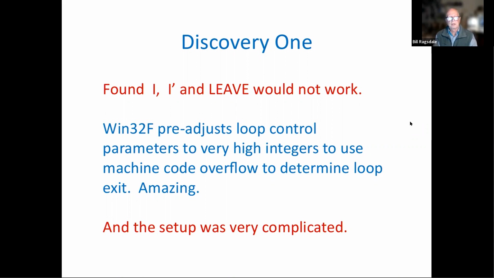Digging into the machine code, I found out that Win32Forth pre-adjusts a loop control in a very innovative way. It offsets the loop values to very high integer values, such that on the loop limit, you get an overflow, and that terminates execution. We'll see that a little bit later in the pure code form. But this was way beyond what I could do with the adjustments in high level using the fetching and storing into the loop stack. So, and also the setup math was quite complicated.